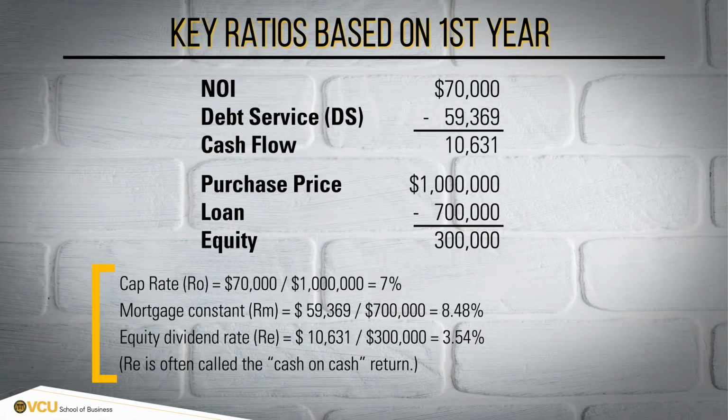Another item is referred to as the mortgage constant. This is based on the cash flows that the bank, or the lender, is going to receive. So they're getting, in that amortized loan, the $59,369 per year in total debt service. Their initial outlay is $700,000. That's how much they're lending us.